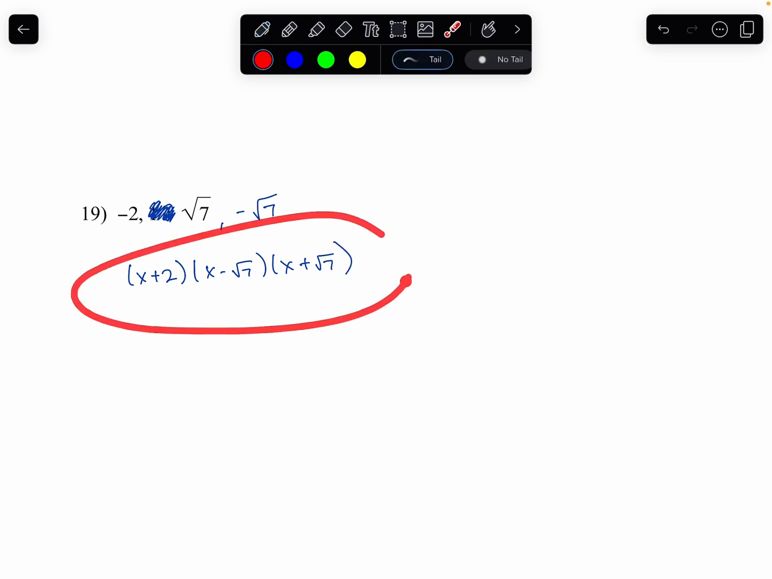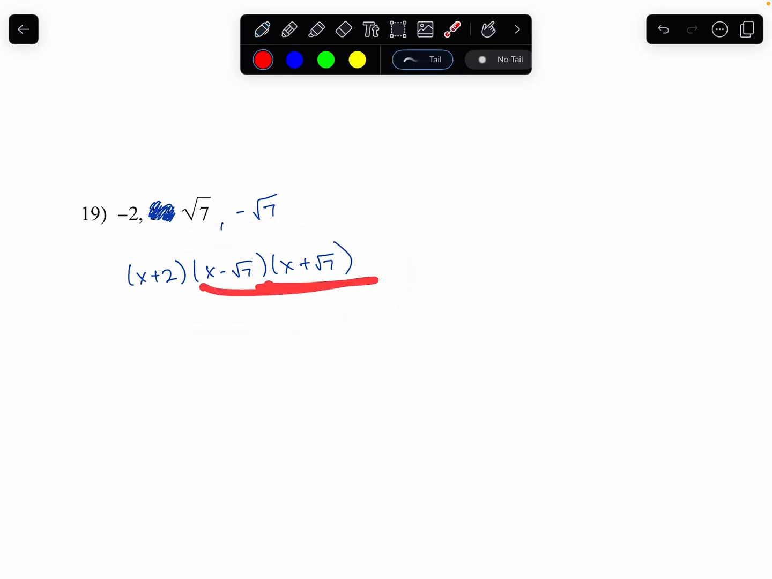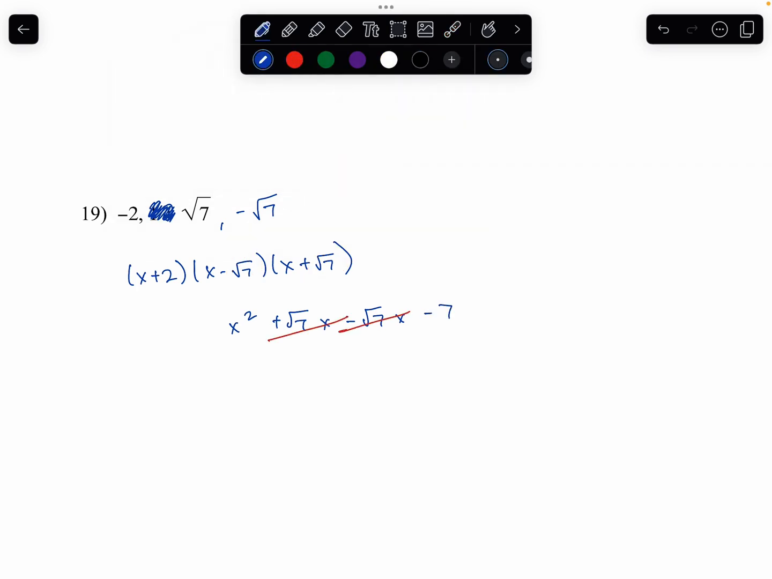Okay, so now I'm going to multiply these out. I'm first going to multiply these two together. So when I do x times x, I get x squared. When I multiply these two together, I get plus square root of 7 times x. When I multiply these two together, I get minus square root of 7 times x. And then when I multiply these together, I get minus 7. But these are like terms that will cancel, so I get x squared minus 7.